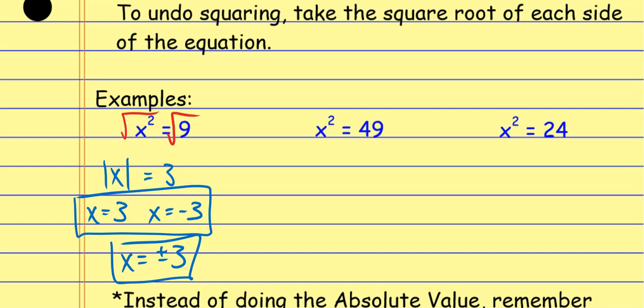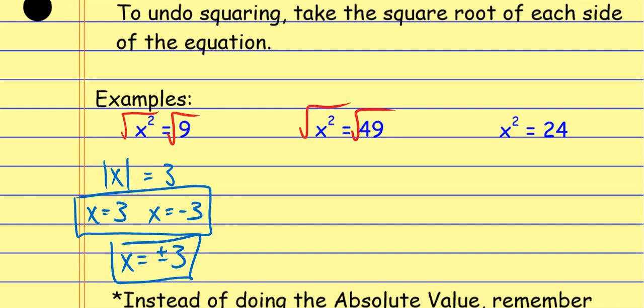But it's this idea that there are two values that, when squared, give me a positive 9. All right? Positive 3 squared is positive 9, but negative 3 squared is also positive 9. All right? And it's because of that idea that technically the square root of x squared is the absolute value of x. All right?